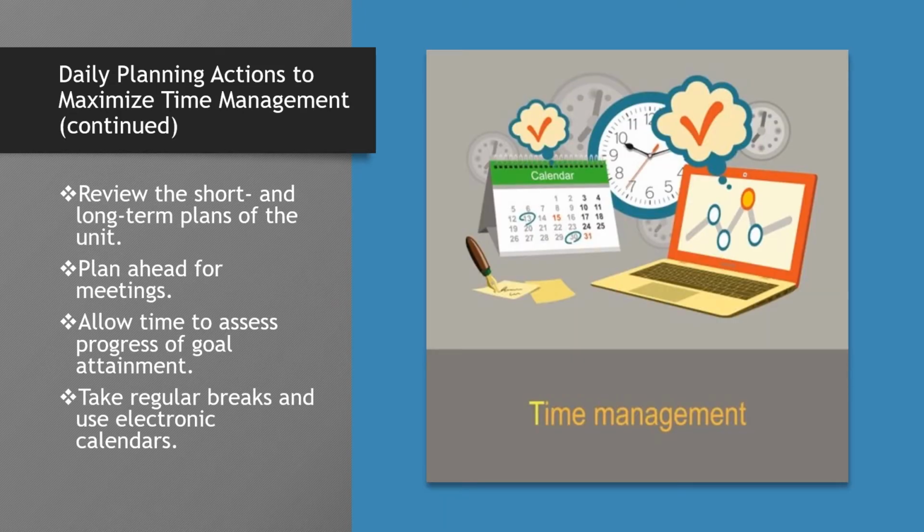Review short and long-term plans. Plan ahead for meetings, making sure agendas are done and distributed. People's time is important, and being respectful of their time is essential. Allow time to assess the progress. This will help determine how goals are progressing or if unanticipated events are altering those tasks. And make sure you take regular breaks. This allows staff to refresh physically and mentally.